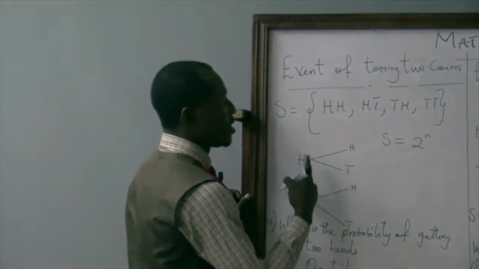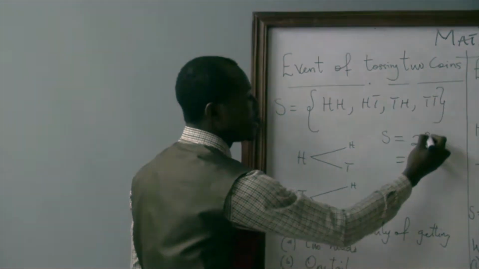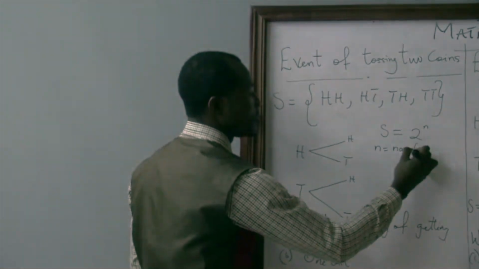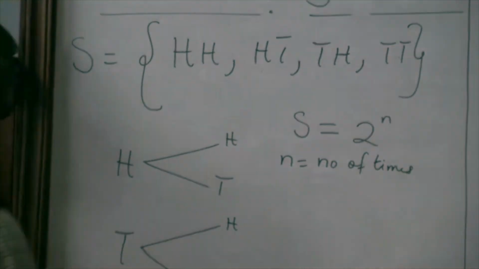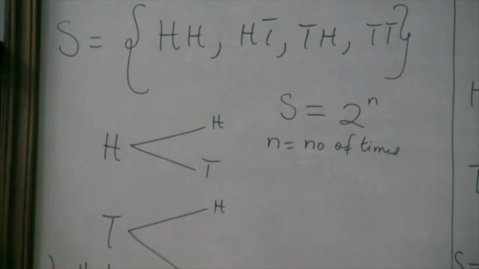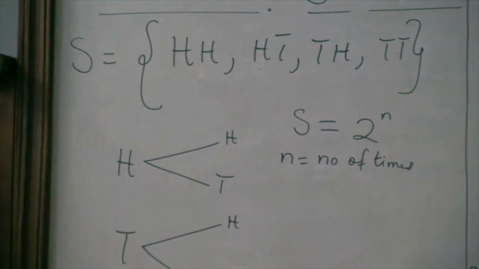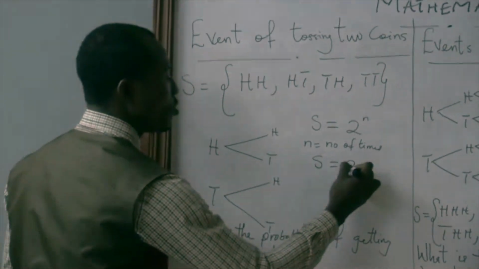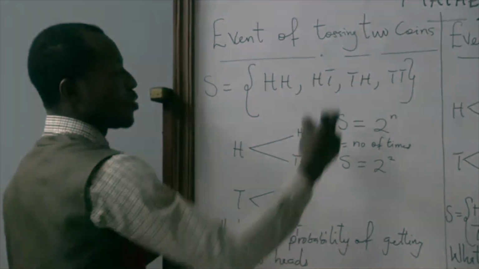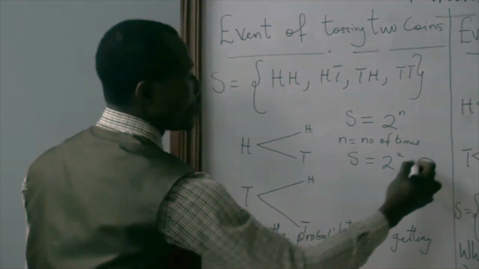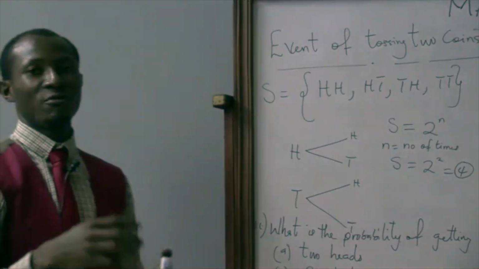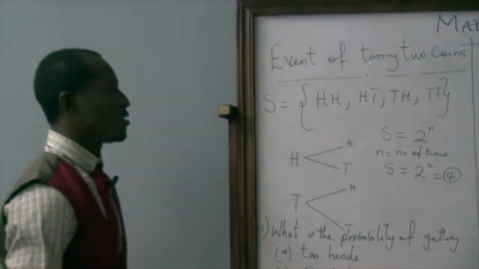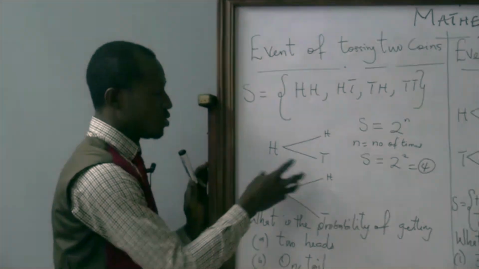N is the number of times. Don't forget, if you toss a coin twice, it is equivalent to tossing 2 coins once. So my sample space is 2 raised to power 2, because I'm tossing this one twice, and that is 4. So at least this helps me to know that I'm going to have 4 different outcomes. How do I now get that? This tree helps us to actually locate that.